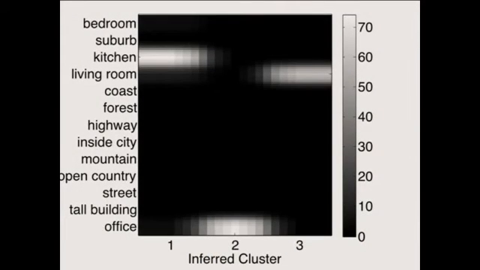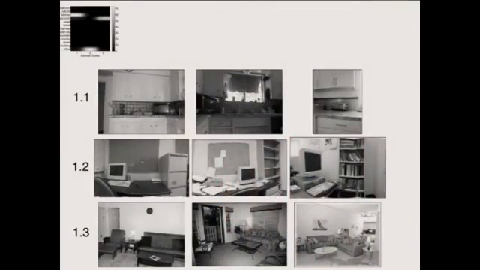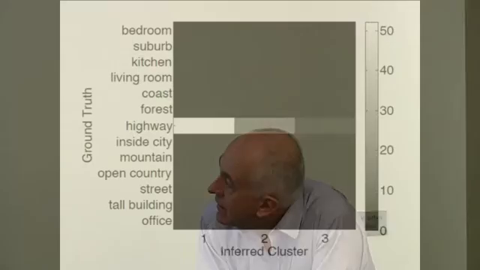And so indeed, the first cluster gets separated nicely in the second round. And so you get kitchens, offices, and living rooms, no problem at all. The second cluster, mountain by itself.